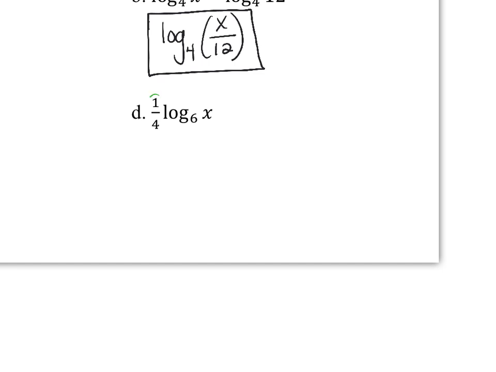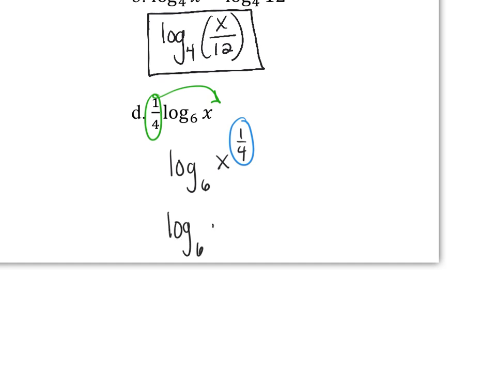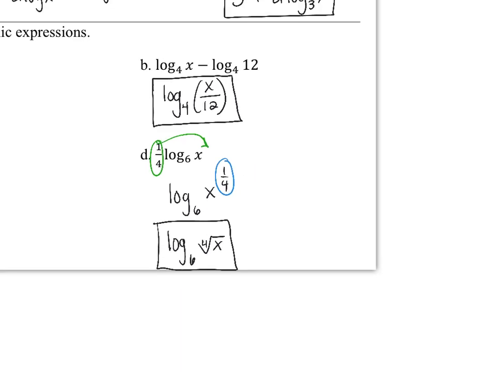Last, we'll move our coefficient to an exponent. So we get log base 6 of x to the 1/4. And then I'm going to rewrite this because I know how to deal with fractional exponents. This becomes log base 6 of the 4th root of x. And that is fully condensed.